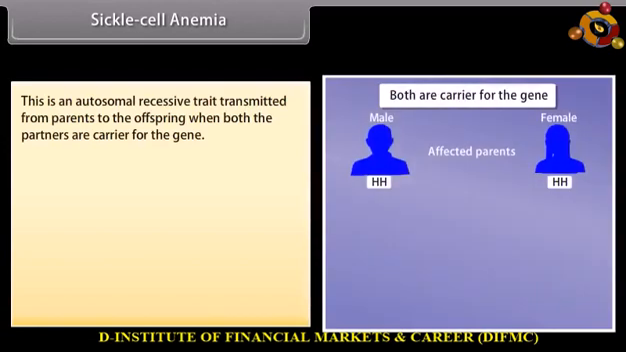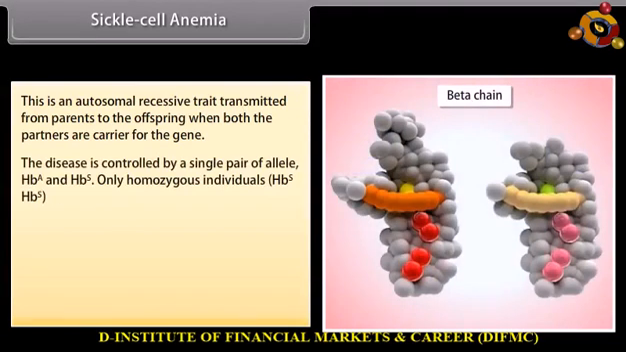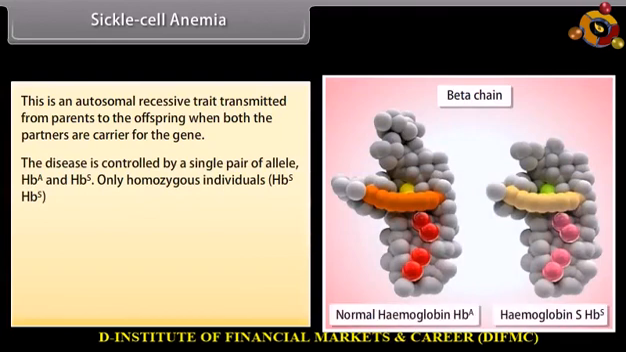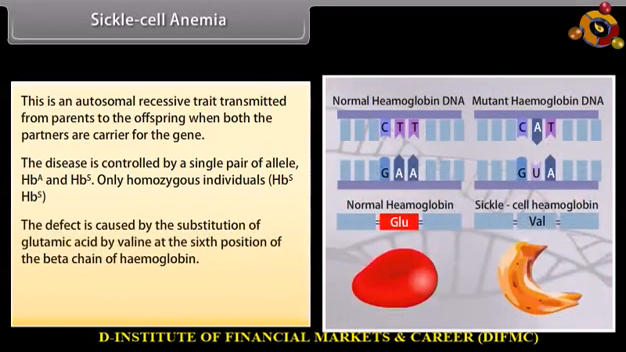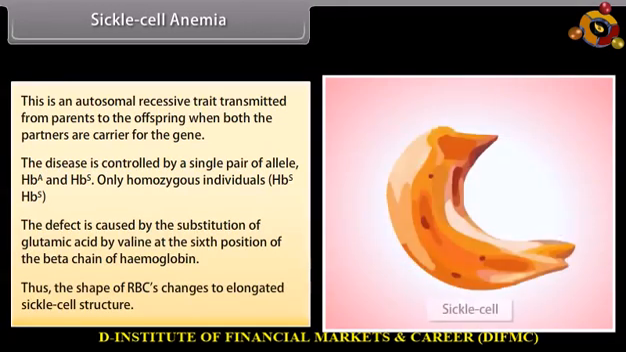Sickle cell anemia. This is an autosomal recessive trait transmitted from parents to the offspring when both the partners are carriers for the gene. The disease is controlled by a single pair of alleles, HBA and HBS; only homozygous HBS individuals are affected. The defect is caused by the substitution of glutamic acid by valine at the 6th position of the beta chain of hemoglobin. Thus, the shape of RBCs changes to an elongated sickle cell structure.